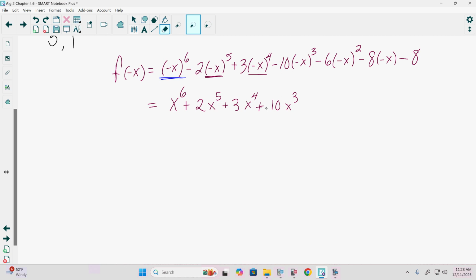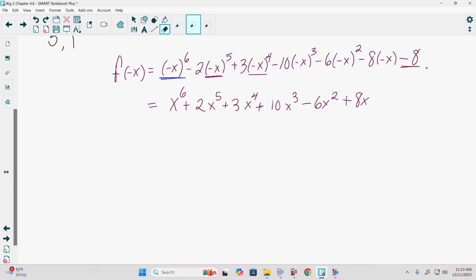So our next one is negative 6 times this negative x squared. That power of 2 is even, so the sign's going to stay negative. Our next one we have is negative 8 times negative x. Well, the exponent's not written, it's understood to be 1, so it's odd, it would change. Or we can just say negative 8 times negative x is going to become plus 8x. Yes?